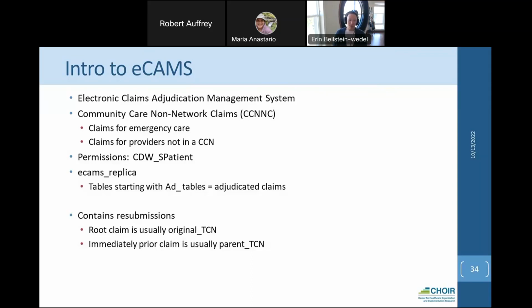Root claim is usually, but not always, in the original underscore TCN field. So we talked about root claims with CCRS. It's the similar thing with eCAMS. And then the immediately prior claim is usually in the parent TCN. If you look very closely, there are some very funky values in those fields. But usually, if you want to connect resubmissions, you would usually use those fields.